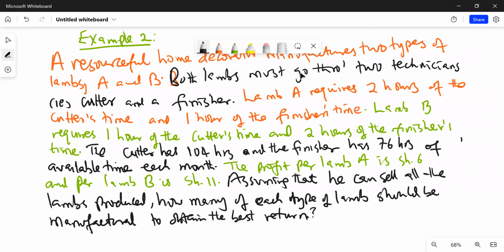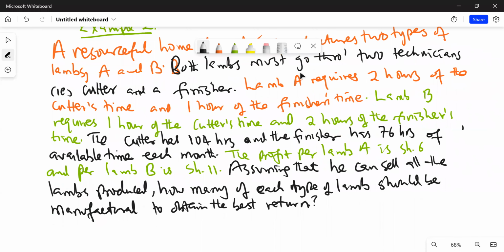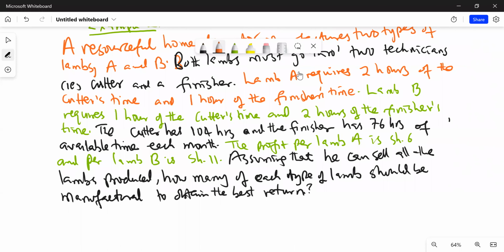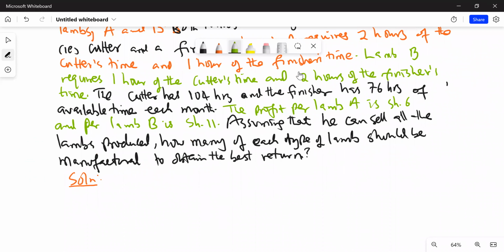The profit per lamp is 6 shillings and 11 shillings for type A and type B lamps, respectively. Assuming that he can sell all the lamps produced, how many of each type of lamp should be manufactured to obtain the best return? So that's the question that we have. So solution, say that before you do anything, you must write your decision variables. What are we looking for?